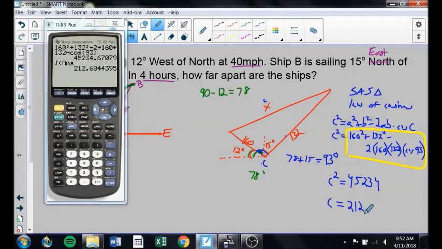A distance of 212 miles is very reasonable given these lengths in this triangle. I mean, it could be at most 292 if they're sailing directly away from each other. It could be at the very least 28 if they were sailing in the same direction, starting at the same point. Because they're going at some different angles, it's 212 miles.